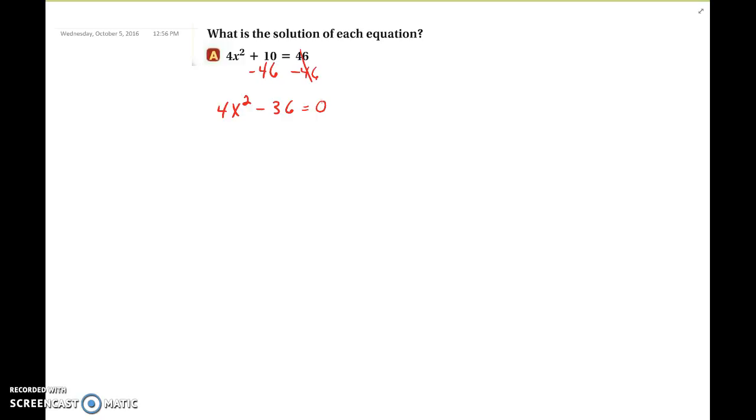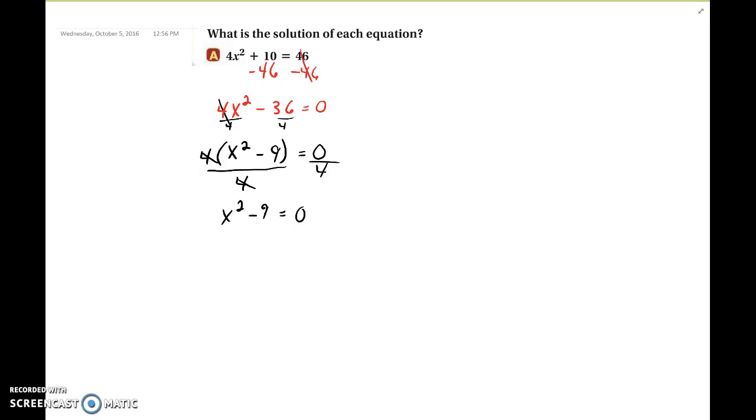All right, and then from here, we want to factor. So the first thing that we always look for in factoring is our GCF. We have a 4 and we have a 36. 4 goes into both, so we can factor out that 4, and then we're left with x squared, because we just divide each one by 4, and then we're left with x squared minus 9 is equal to 0. All right, so now we can get rid of this 4 by dividing each side by 4, because we want to start isolating that x squared, and now we have x squared minus 9 is equal to 0.